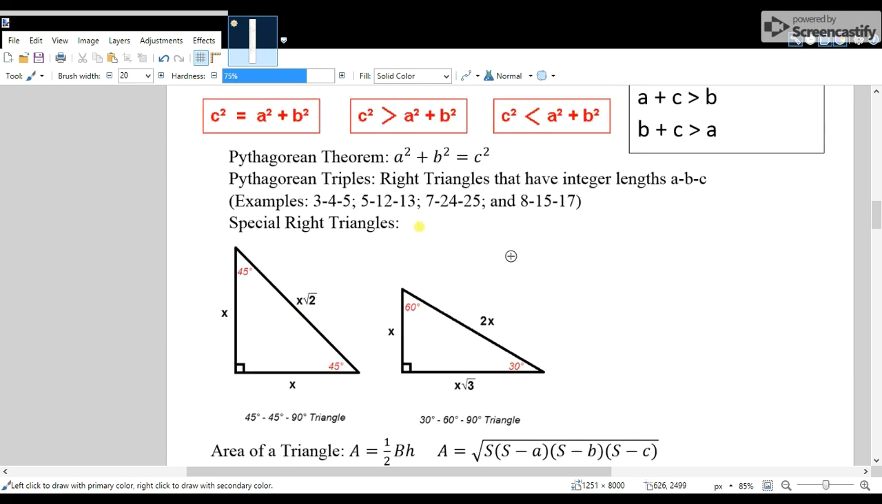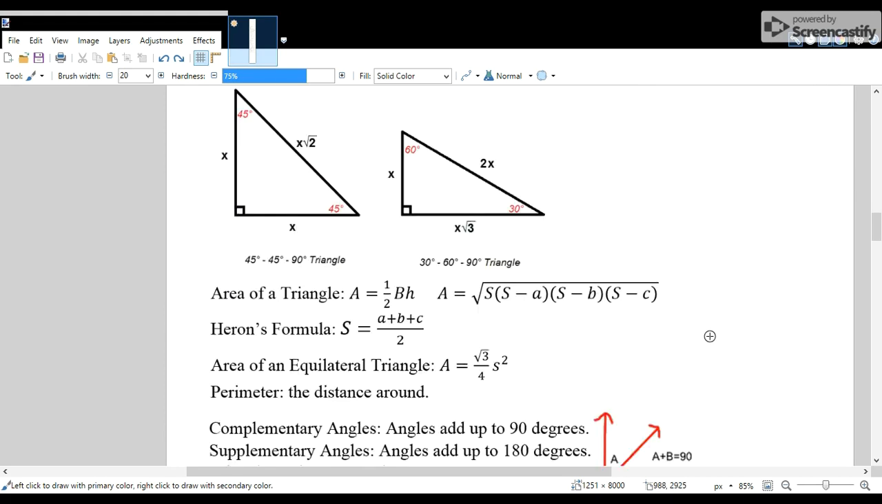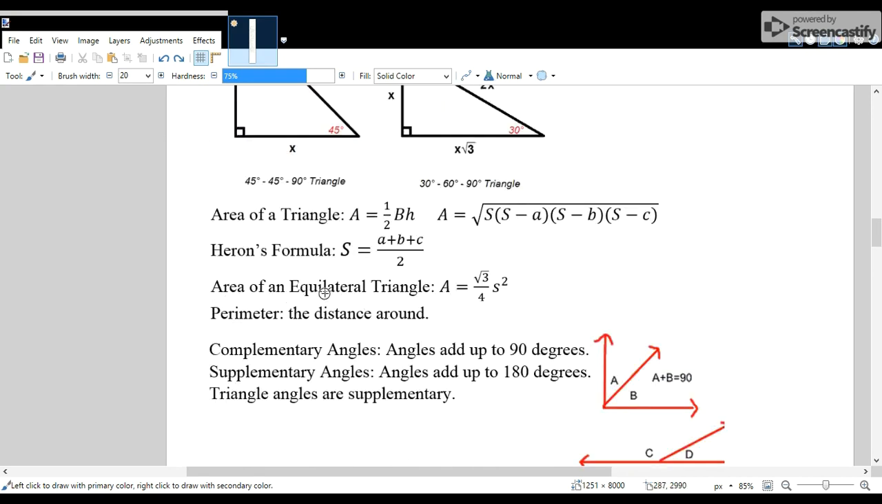Some special right triangles are 45, 45, 90, and our 30, 60, 90 triangles. They will follow these formulas that are on here for the side lengths. The area of a triangle is area equals 1/2 base times height. You can also use Heron's formula to find it a different way if you don't know some of this. We have the area of an equilateral triangle, and then the perimeter is the distance around.